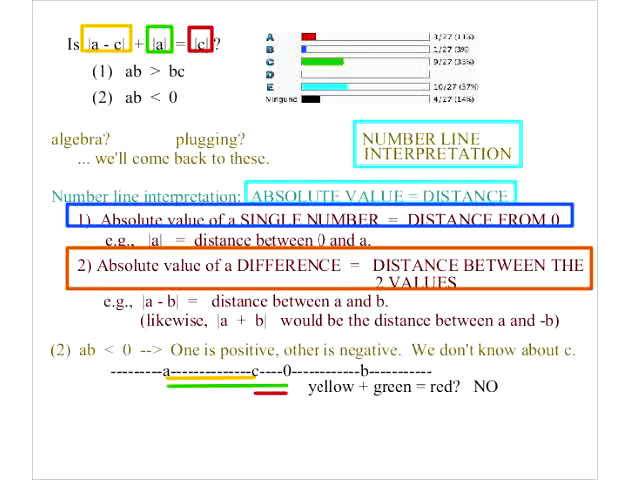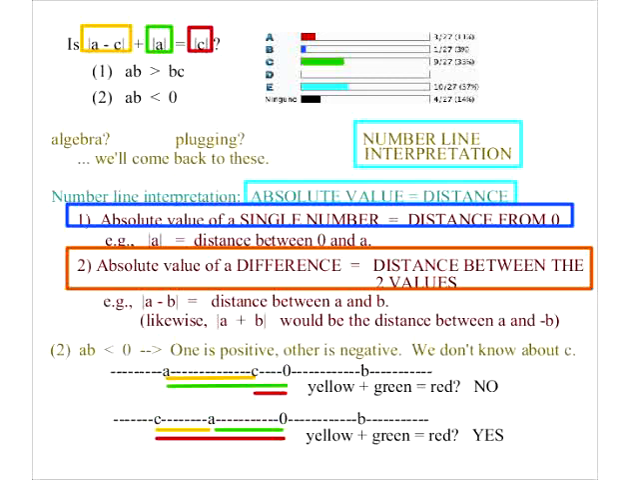So if we put C farther out than A, because remember C can go literally anywhere, then it'll work. So here the difference between A and C is here. The distance between A and 0 is here. And the distance between C and 0 is here. So yellow plus green equals red. Here, yes. So this is insufficient. Any questions?